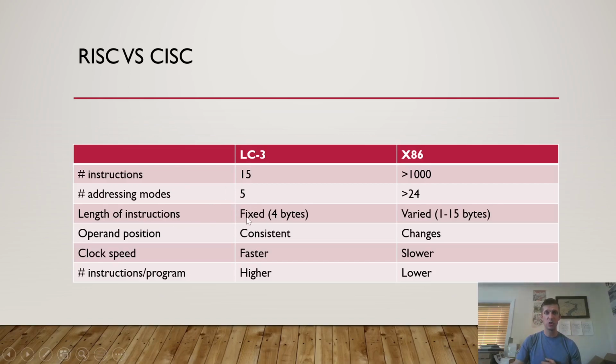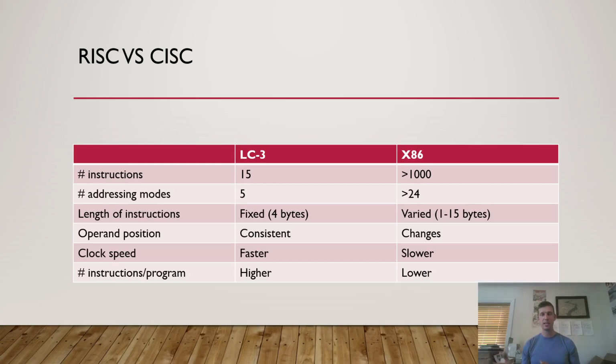The LC3 has instructions that are of a fixed length, or 4 bytes long, whereas in the x86, the length of instruction varies from as little as 1 byte all the way up to 15 bytes. Also notably different between these two is that in the LC3, the positioning of our operands is very consistent. You might recall from the first lesson on our introduction to the instructions that the destination register occupies the same spot in all of our instructions that write to a register.